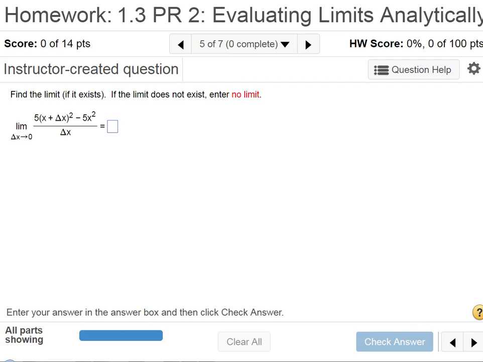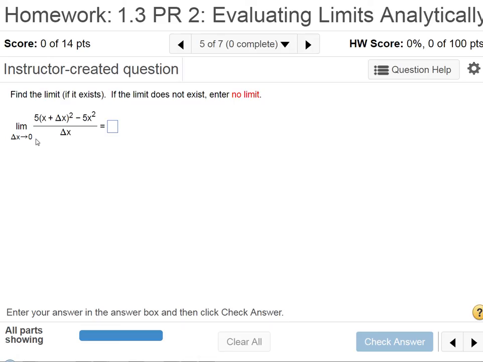All right, so we're taking a limit here. Look at this up here. Now I know what's troubling on this one. What's troubling is that you've got x's and delta x's in there, and you're used to taking limits as x approaches something. This is different though. This limit here, they want us to find the limit as delta x approaches 0.